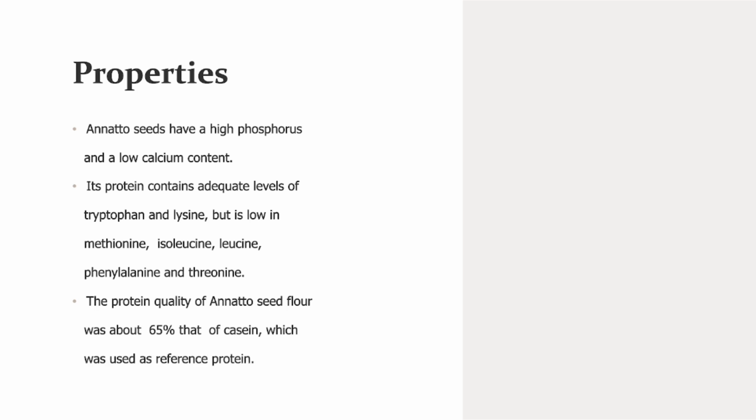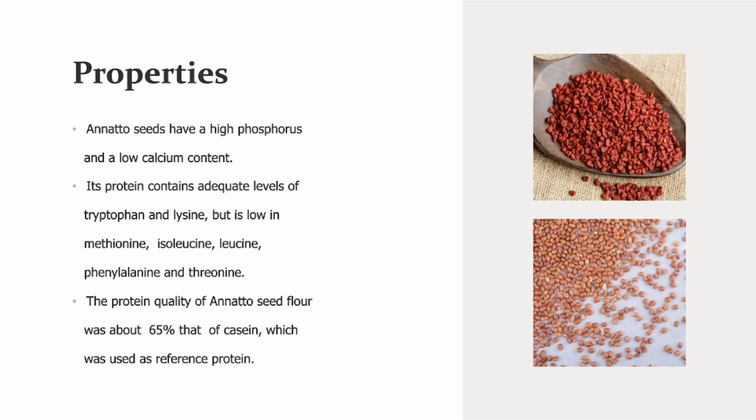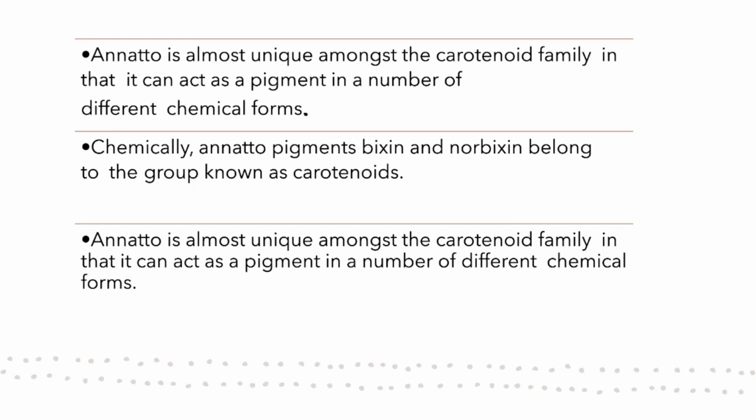The protein quality of annatto seed flour was about 65% that of casein, which was used as a reference protein. Here in the picture, you can see the seeds of annatto. To get the annatto seed flour, there is a unit operation, which is the grinding operation. Chemically, annatto pigments, bixin and norbixin, belong to the group known as carotenoids.